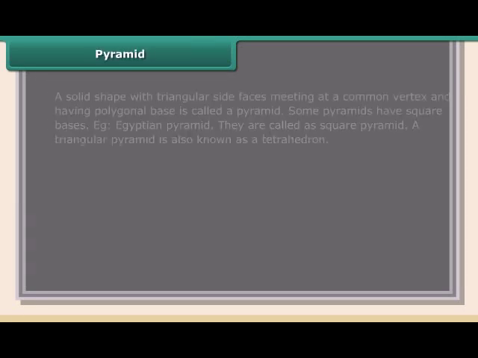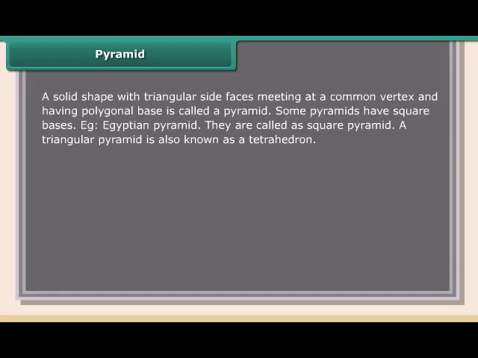Pyramid: a solid shape with triangular side faces meeting at a common vertex and having a polygonal base is called a pyramid. Some pyramids have square bases, for example, the Egyptian pyramid. They are called square pyramids. A triangular pyramid is also known as a tetrahedron.